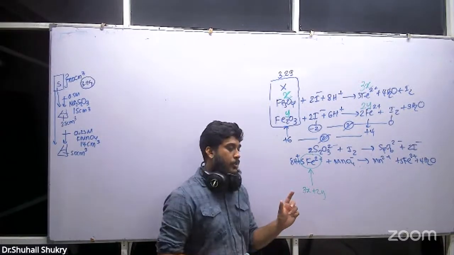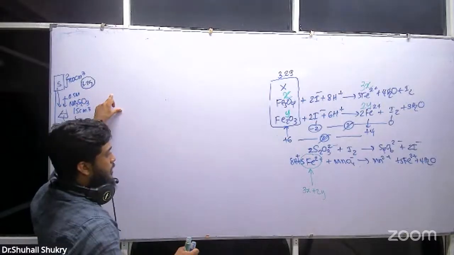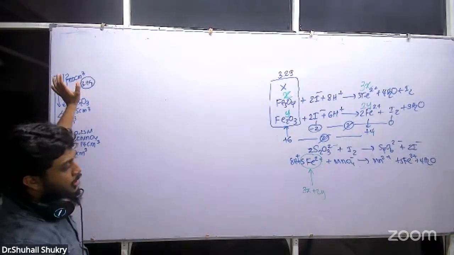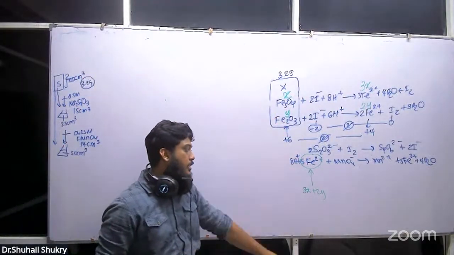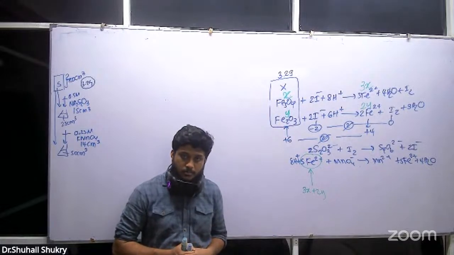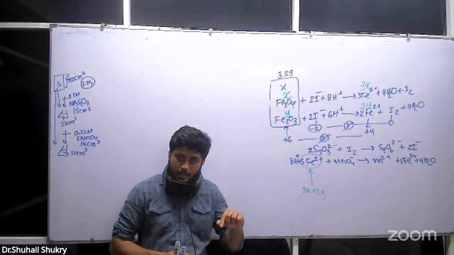We have to save 100 centimeter cube. From this, I will get the information for 50 centimeter cube. From that, I have to go for 100 centimeter cube and see the number of moles of Fe2+ in 100 centimeter cube. Clear?